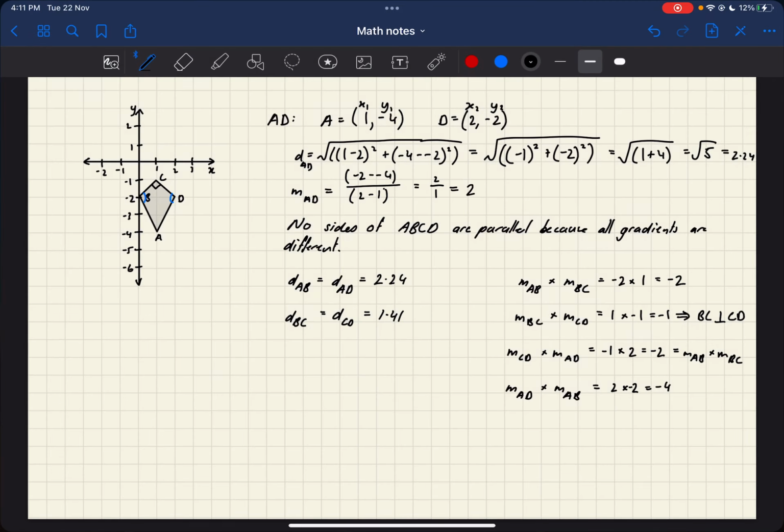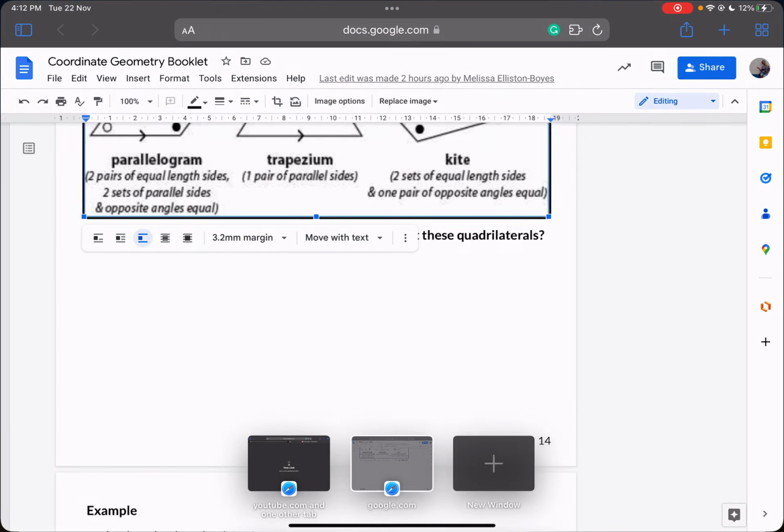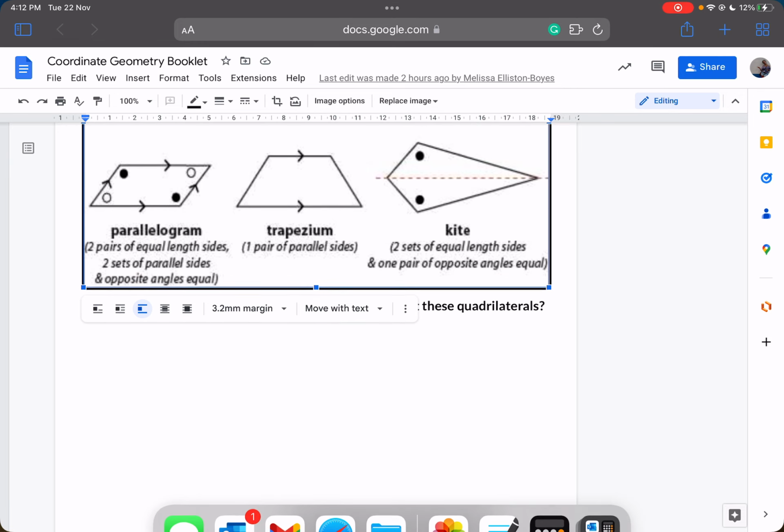Okay, so the shape of the rose garden is a kite because it has 2 sets of equal length sides and what was the other thing that we needed to say? 1 pair of opposite angles which are equal.